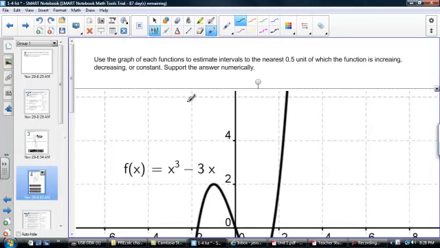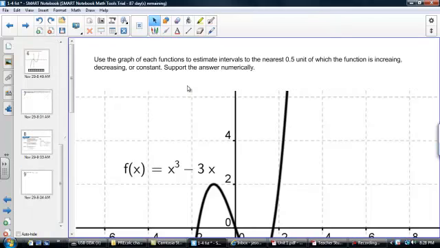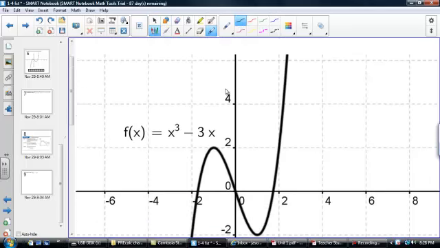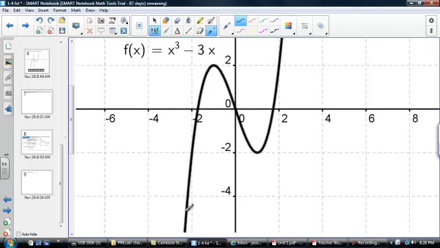So let's check another one. It says use the graph to the nearest 0.5. Alright, so when looking at this, we see that the graph is increasing. And remember, we're looking at the intervals along our x-axis, so from negative infinity all the way up to negative 1, we are increasing. And then from negative 1 down to 1, we are decreasing. And then from 1 to infinity, we are increasing again.